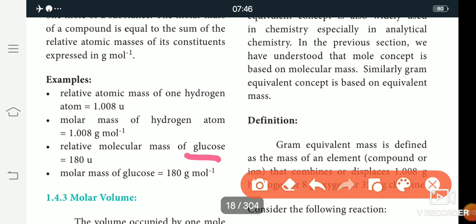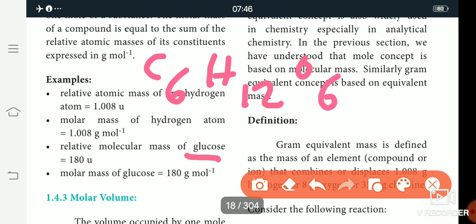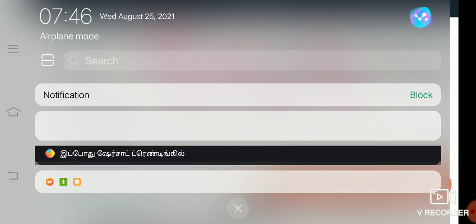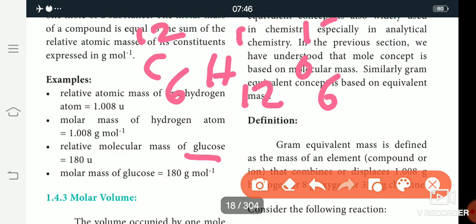The glucose formula is C6H12O6. Now calculate the relative molecular mass. The carbon atomic mass is 12, the hydrogen atomic mass is 1, and the oxygen atomic mass is 16.